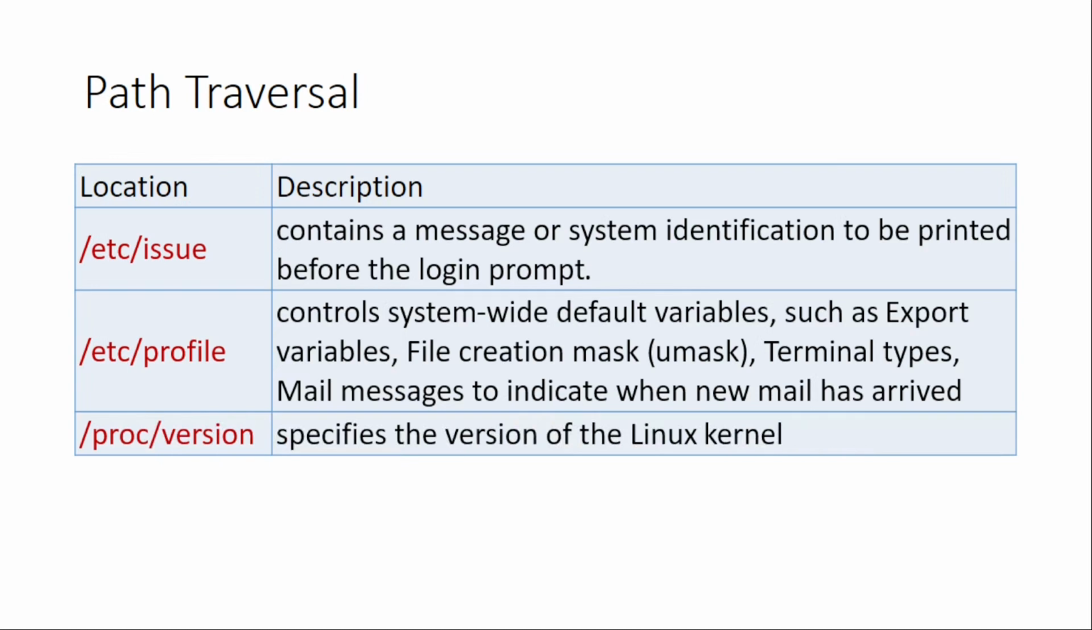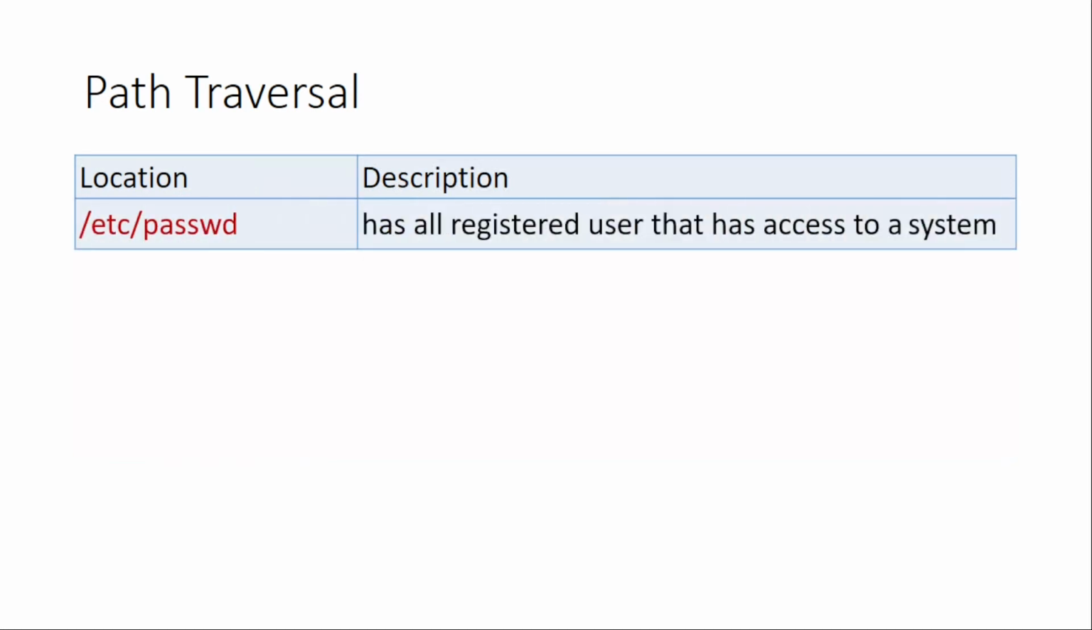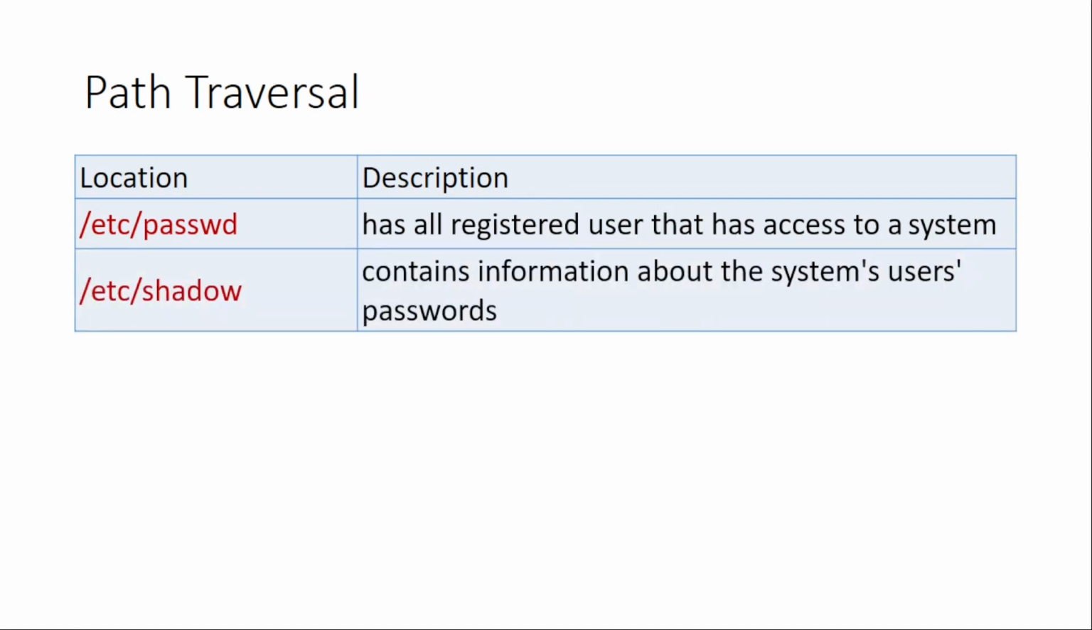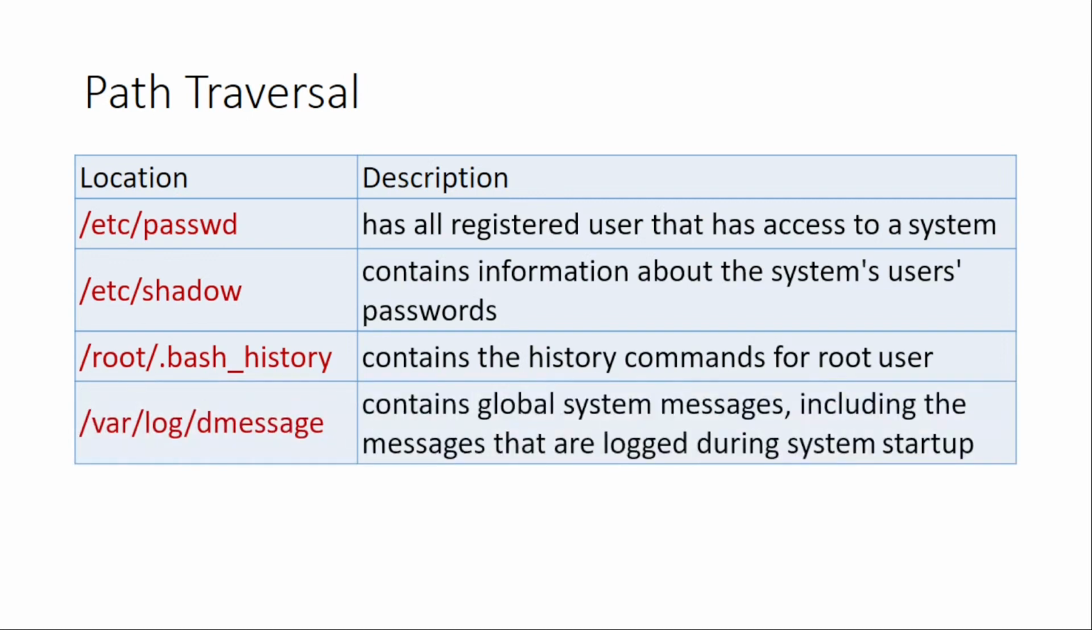/proc/version, which specifies the version of the Linux kernel, /etc/passwd, which has all registered users that have access to a system, /etc/shadow, which contains information about the system users' passwords, /root/.bash_history, which contains the history of commands for the root user, /var/log/dmesg, which contains global system messages, including the messages that are logged during system startup.